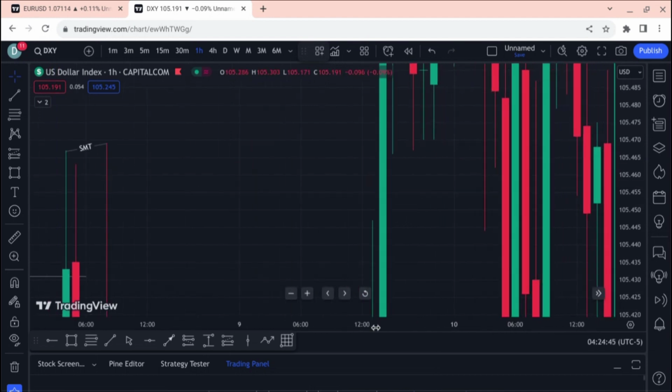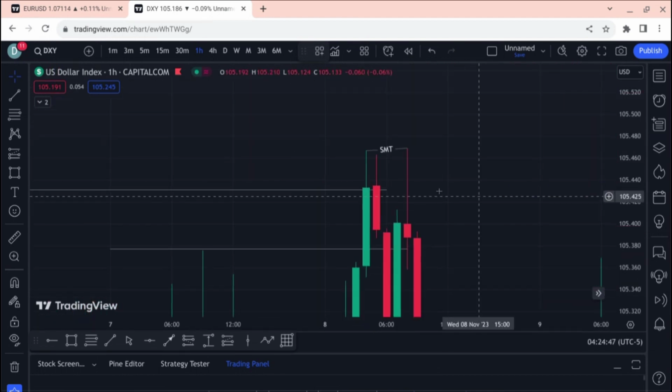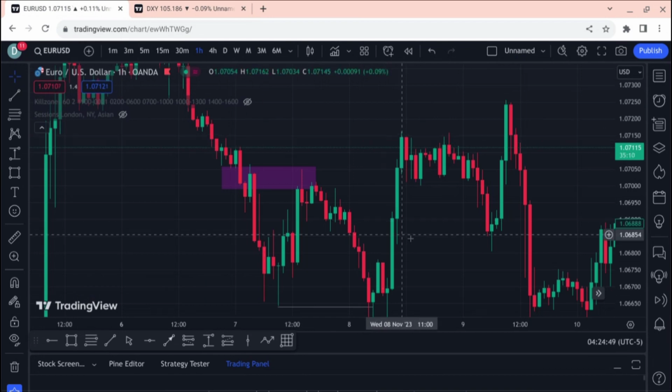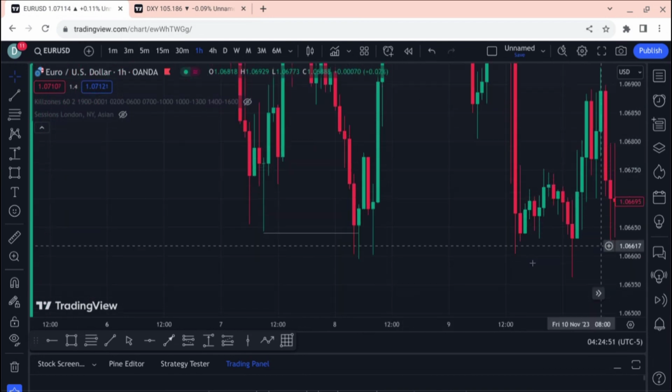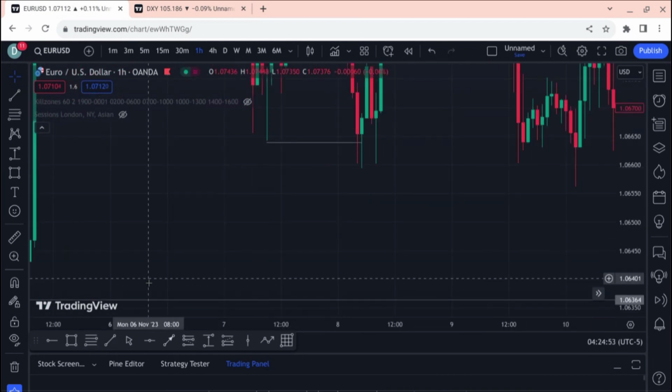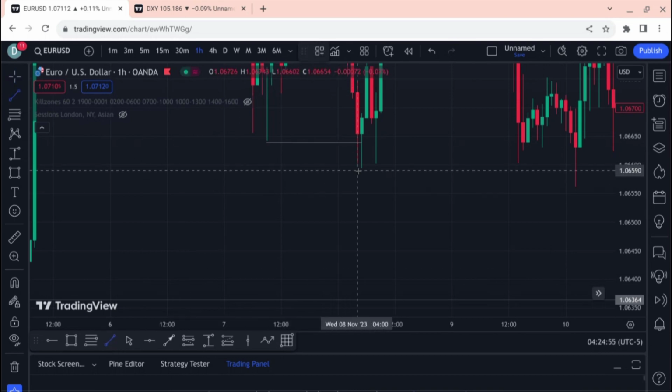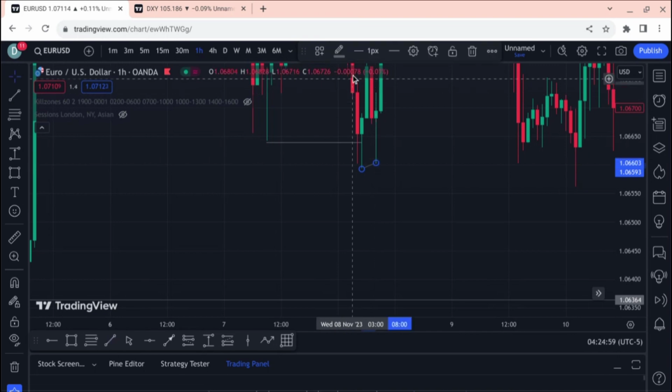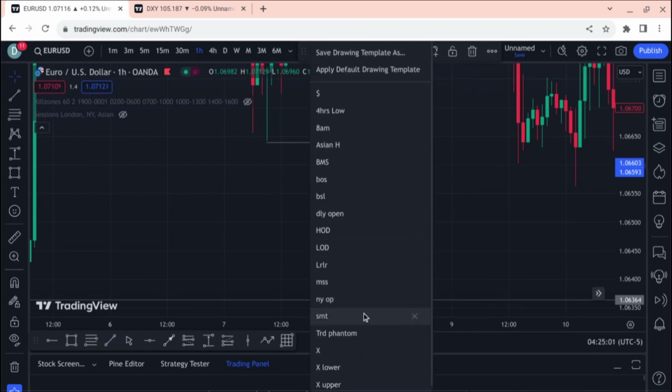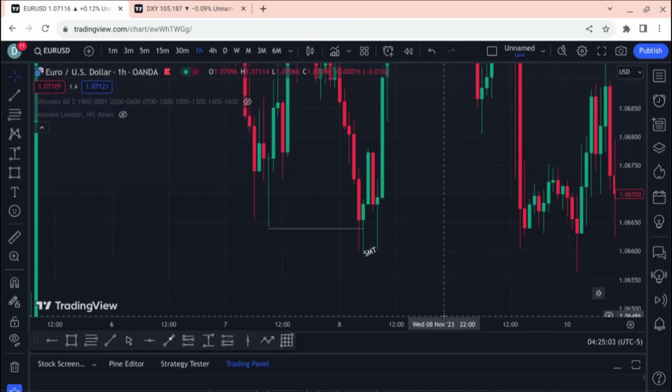Exactly. We had SMT here with Euro USD. I'm giving you reasons now, the confluences I saw that made me take that trade. Okay, so this is our smart money through here.